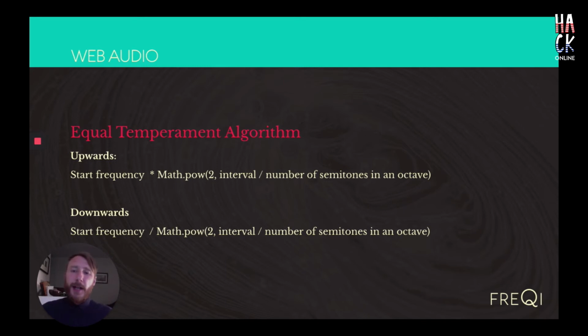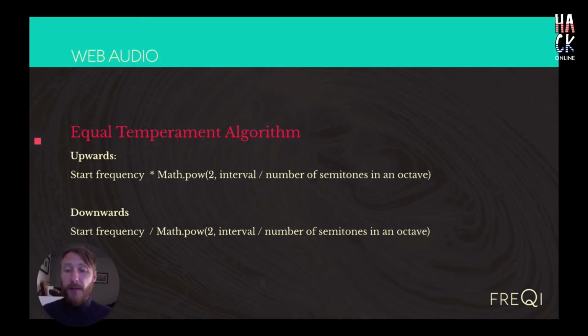So I'll just briefly describe what's happening here. We have our start frequency, and then we multiply that by essentially 2 to the power of our interval. So let's say I want the third note in the sequence, 2 to the power interval divided by the number of semitones in an octave. And to go downwards, do the same thing, except this time you divide the start frequency by the output of that calculation.